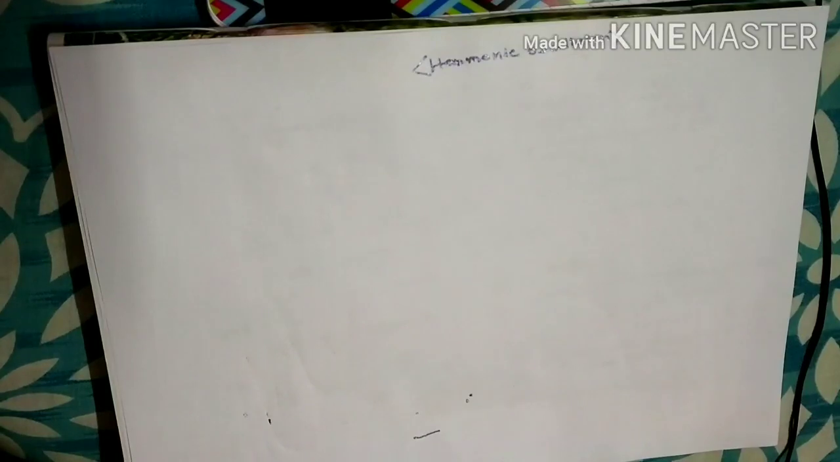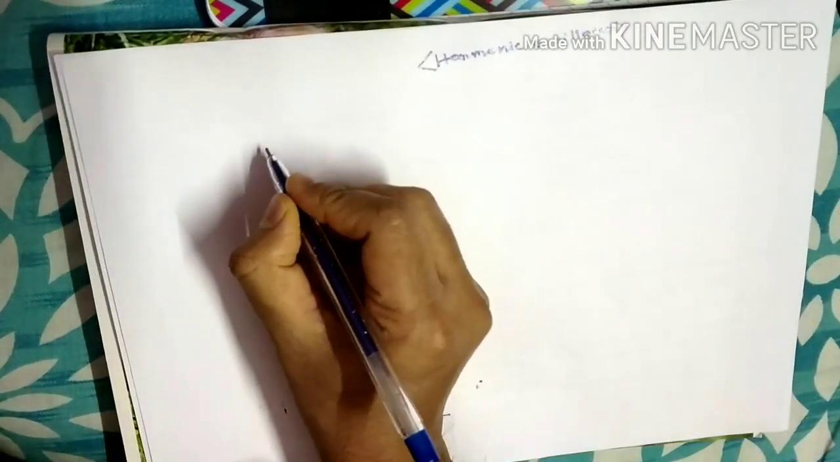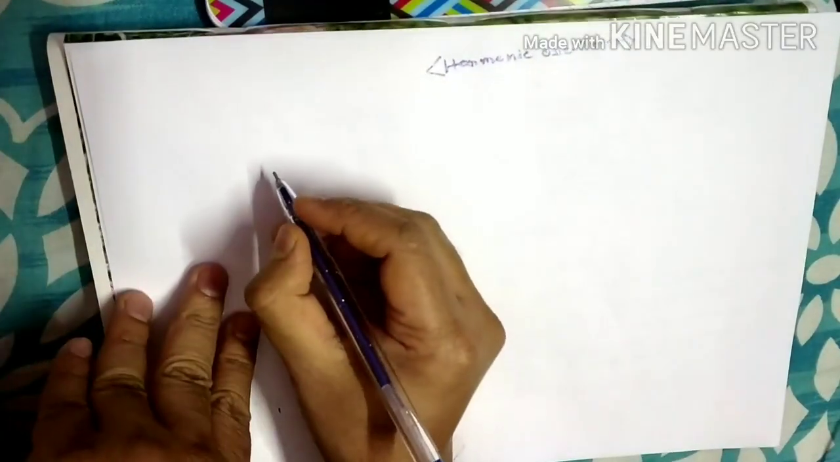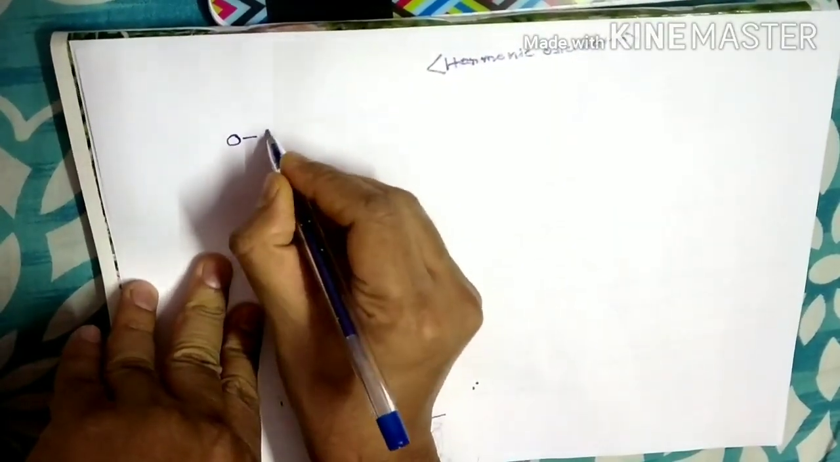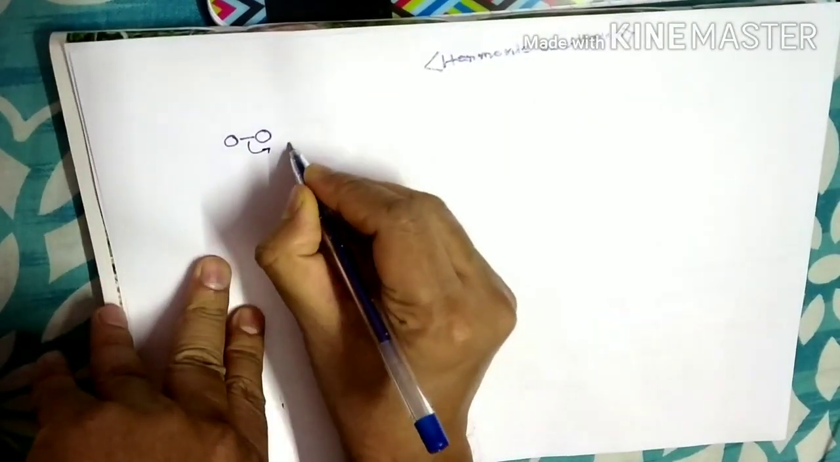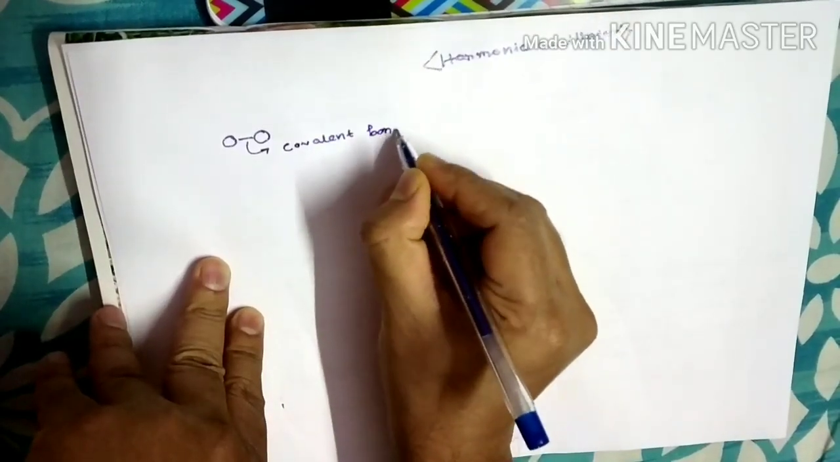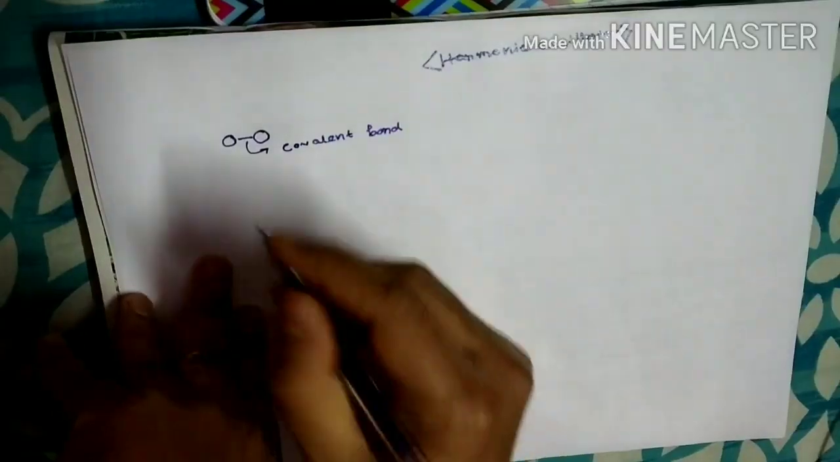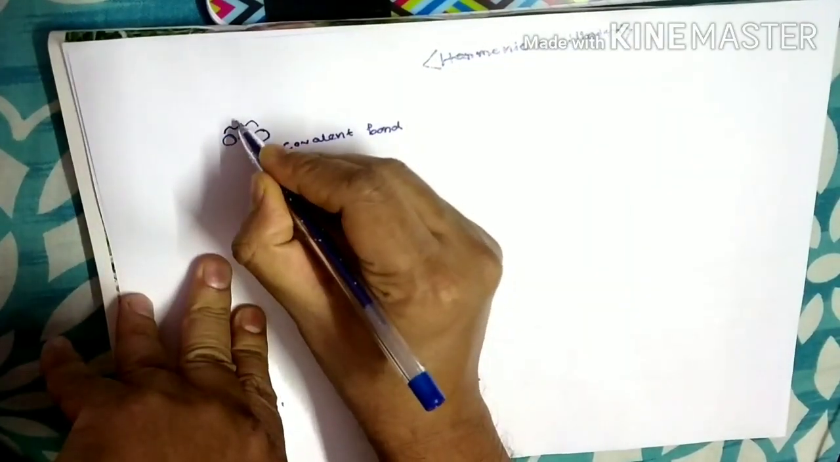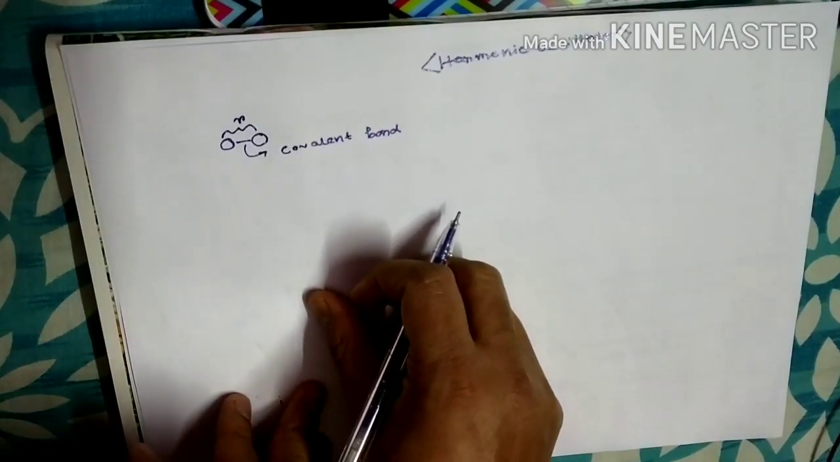So what happens in the case of a diatomic molecular system? In a diatomic molecular system, we can see that the two atoms, atom A and atom B, are bonded by some kind of covalent bond. Suppose r is the distance between the two atoms. So this r is basically the internuclear distance between the two atoms.